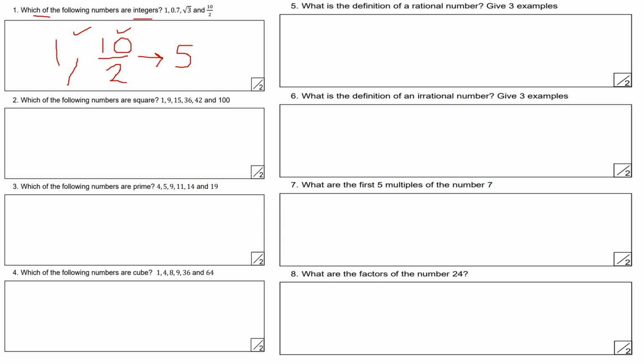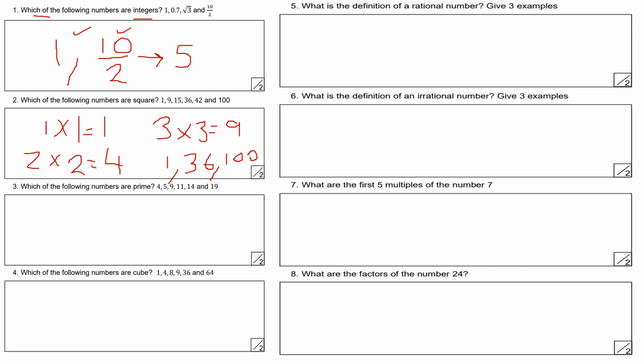Question number 2. Which of the following numbers are square numbers? So a square number is made by taking a number and multiplying by itself. Okay, so for example, 1 times 1 is 1, so 1 is a square number. 2 times 2 is 4. 4 is a square number. 3 times 3 is 9. 4 times 4 is going to be 16. So the square numbers in this list are 1, 36, and 100. That's because 1 squared is 1, 6 squared, which is 6 times 6, is 36, and 10 squared is 10 times 10, which is 100.